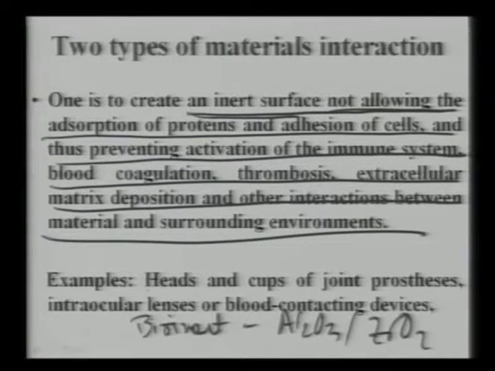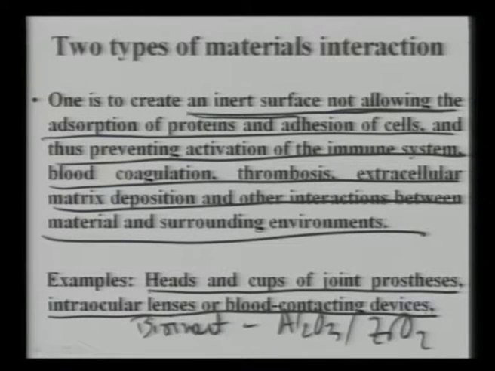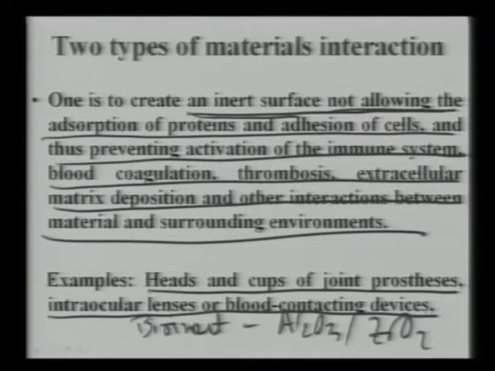Now examples are the heads and cups of the joint prosthesis, intraocular lenses, and blood contacting devices. Blood contacting devices means like heart valves. Heads and cups of joint prosthesis means you have the stem, you have the acetabular cup, and you have the femoral ball head. So femoral ball and acetabular cup do not essentially require this kind of tissue formation, because they are essentially mechanical devices. So those kinds of bones or tissues do not require any kind of biologically active materials. So within the bio-inert materials, if you use them, that is perfectly okay.